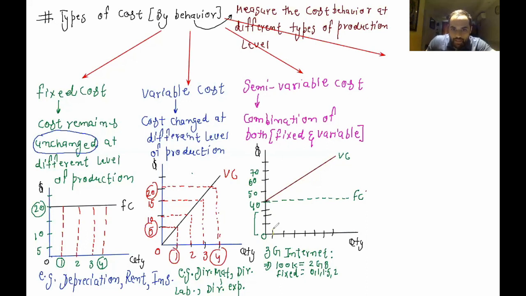One extra MB, cost increase. Another extra MB, another cost. Third megabyte, cost increase. All right.